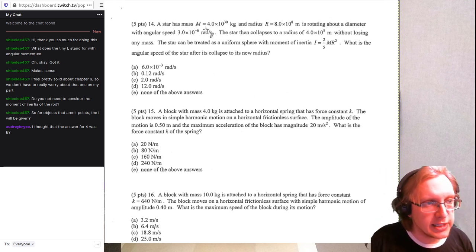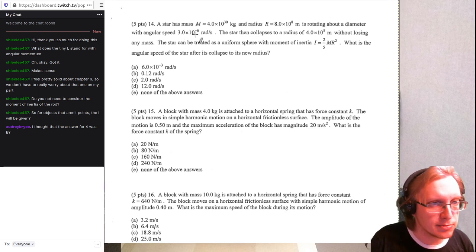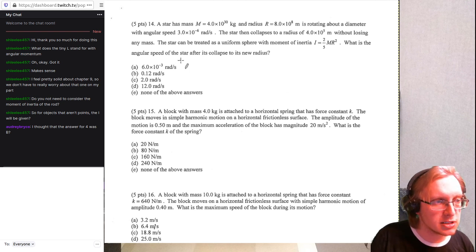A star has a mass m of this much and a radius of that much, and is rotating about a diameter with an angular speed of this much. The star then collapses to a radius of this much without losing any mass, which is not likely at all. A star can be treated as a uniform sphere, which is probably not true, but we will today, with a moment of inertia of 2/5 mr squared. What is the angular speed of the star after it has collapsed to its new radius? Alrighty.